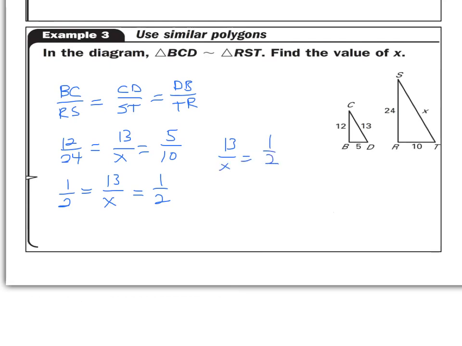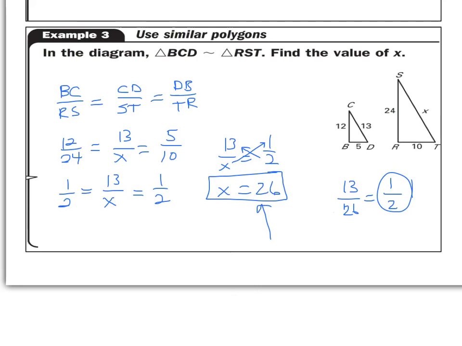Now, this is just a proportion. How do I solve a proportion? I'm going to cross multiply and then divide. So when I cross multiply, I get 26. And when I cross multiply here, I get 1x. Well, in this case, x happens to be 26. Now, does that check? If I check, 13 over 26 had better reduce to 1/2. Well, 13 goes into both, and that works fine. So this right here is my answer. X is 26. Okay, this concludes section 7.2 part 1.